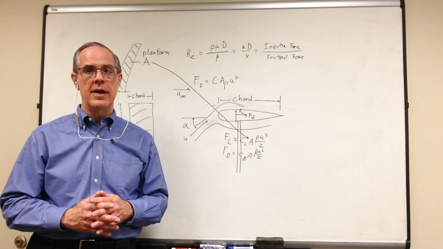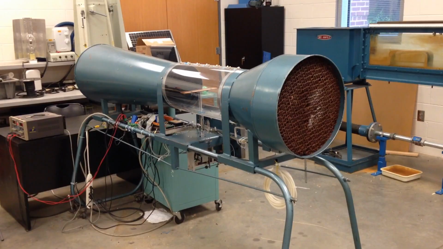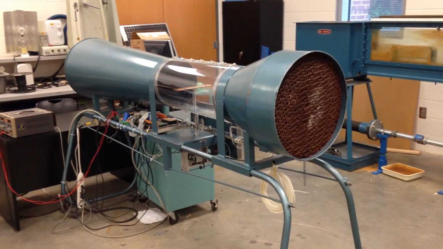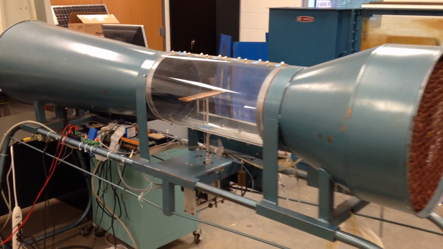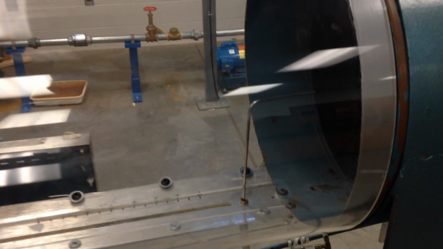and run some tests. This is the wind tunnel we'll be using. It's an open wind tunnel. The end you're looking at is the intake end, where it brings the air in from simply the outside. It's not pressurized in any way. Once it gets in, we measure the velocity using this pitot static tube, which I'm focusing on right here.